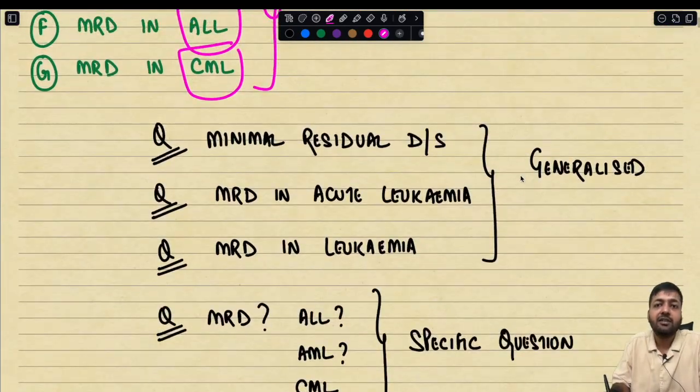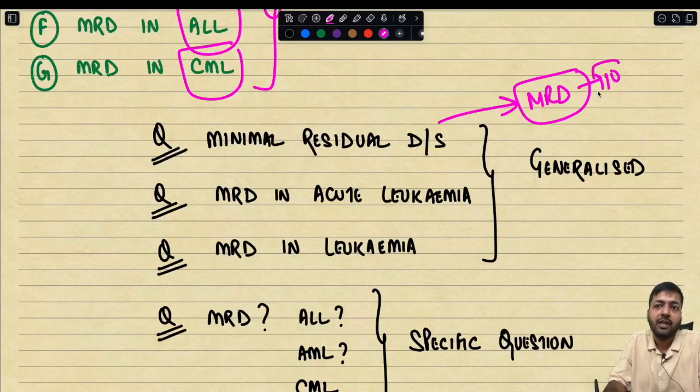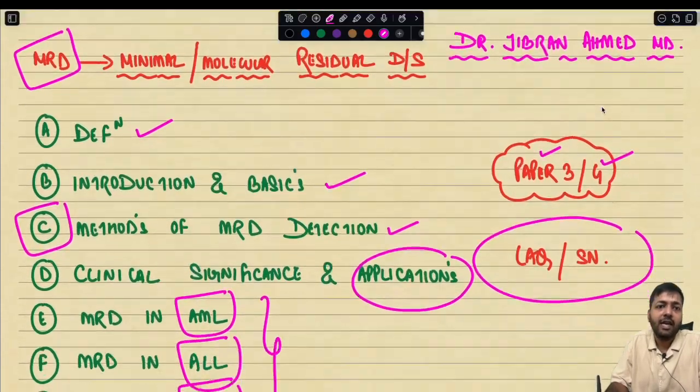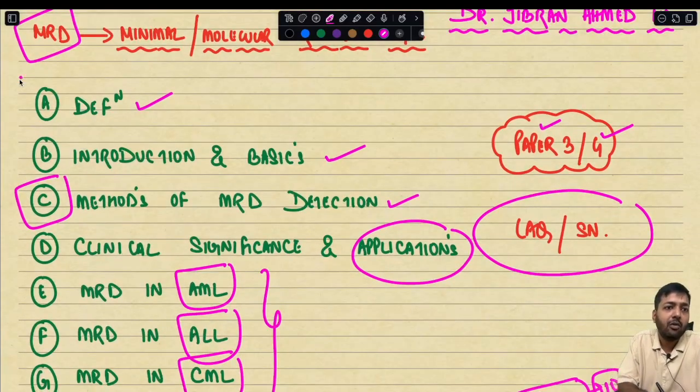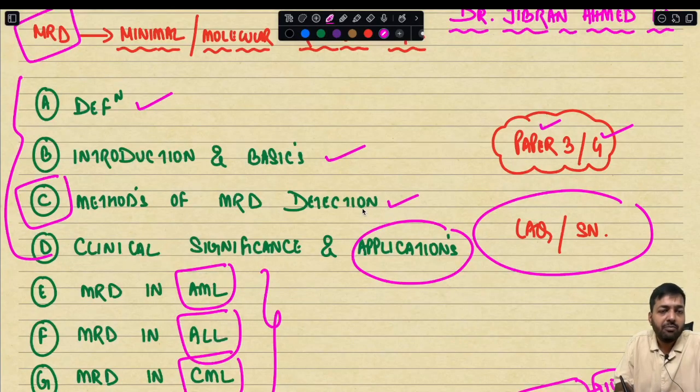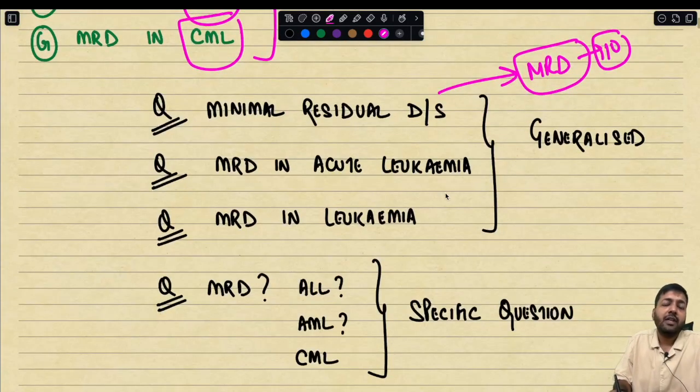It can be a generalized question, like they might just ask you MRD, a 10-mark question. In that case, you just have to write about the definition, introduction, basics, methods of detection of MRD, and the clinical significance. That's it. Or the question can be MRD in acute leukemia, or MRD in leukemia.